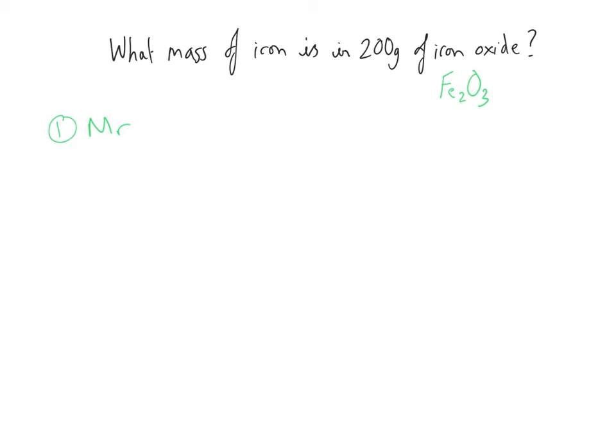So if we look at the periodic table, we find that iron has got an Ar of 56 and oxygen has got an Ar of 16. So we need to do 56 plus 56 for the 2 iron, plus the 16 3 times for those 3 oxygen on there. And when we add all of that up together, we get a value of 160.